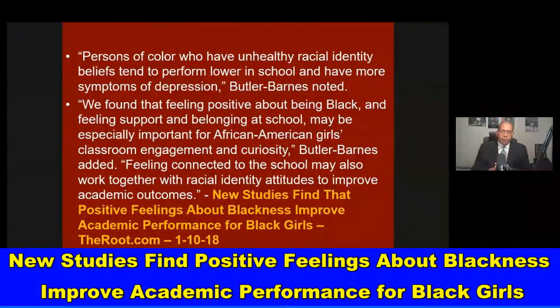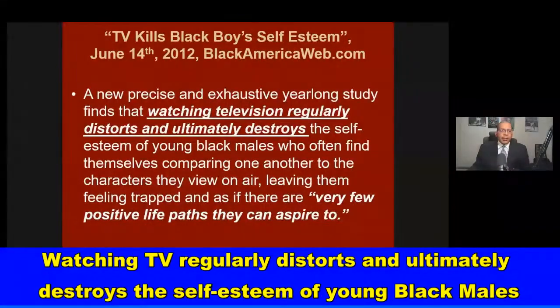Read this article here from theroot.com. New studies find that positive feelings about Blackness improve academic performance for Black girls. This is from January 10th, 2018 from theroot.com.